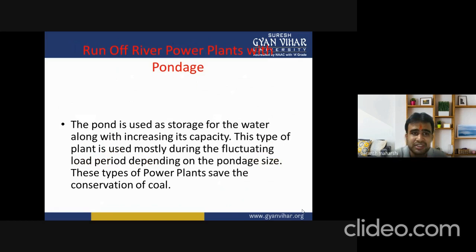Now we will discuss the run-of-river power plant with pondage. The pond is used as storage for the water along with increasing its capacity. This type of plant is used mostly during the fluctuating load period, depending on the pondage size. These types of power plants save the conservation of coal.